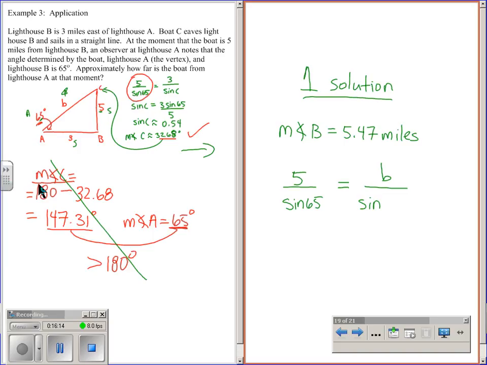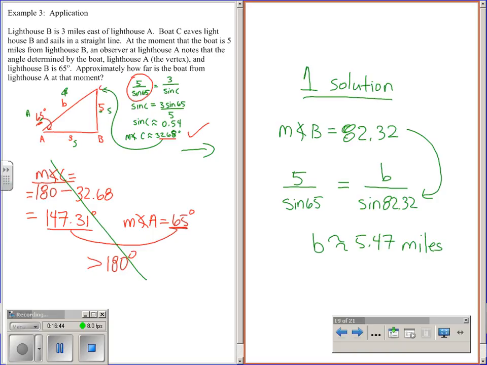I'm sorry, I put this up here wrong. This is not 5.47 miles. The measure of angle B up here should not be 5.47. This should be 82.32. Sorry about that. So that's going to go down here, the sine of the 82.32. The answer I put up there was the answer that we're looking for, which ends up being that B is approximately 5.47 miles. Okay, and that is the one solution that we have here for that case.